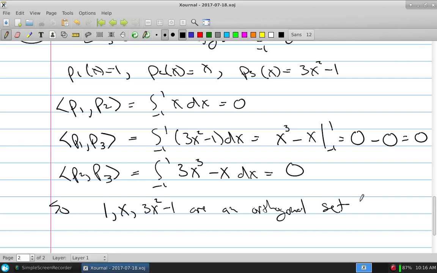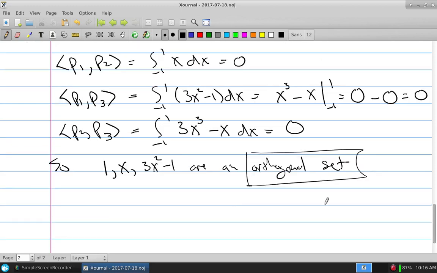You just check the inner product on every combination that you could do. If they're all 0, they're orthogonal. Yep. Would those then be a basis? If I would take the span of these polynomials, it would be a basis for the span. Right?